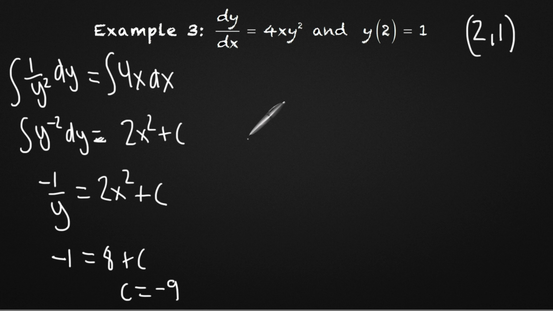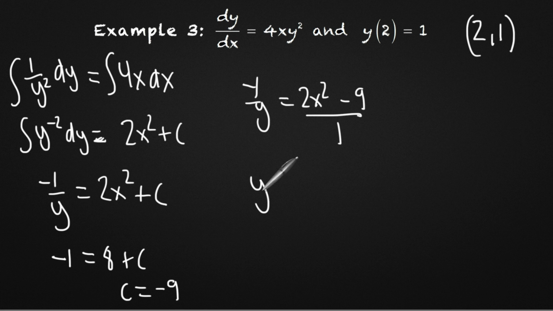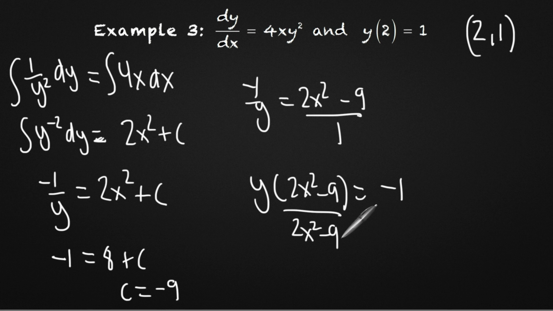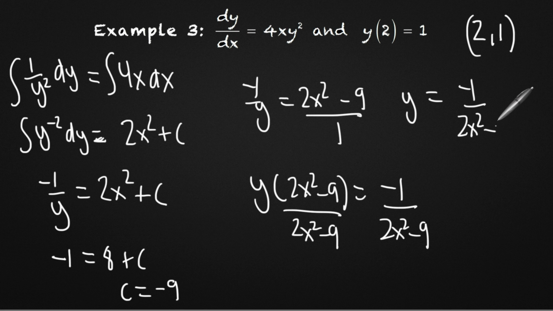All right, so now I am going to go back here, and I'm going to say negative 1 over y equals 2x squared minus 9. Now I'm going to make this 2x squared minus 9 over 1 so that I can make it a proportion. And that way I can cross multiply. So I'm going to take y times 2x squared minus 9 equals the product of this, which is negative 1. And then I'm going to divide by 2x squared minus 9, 2x squared minus 9. So my y is going to equal negative 1 over 2x squared minus 9.